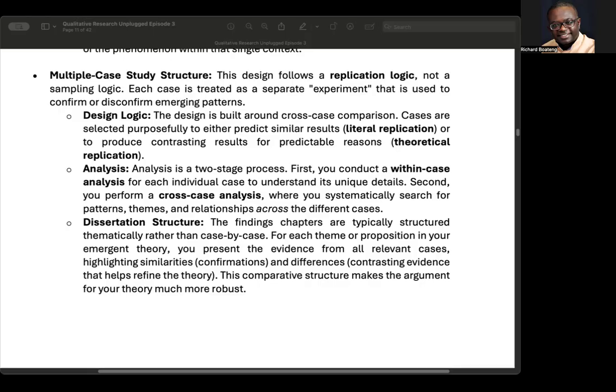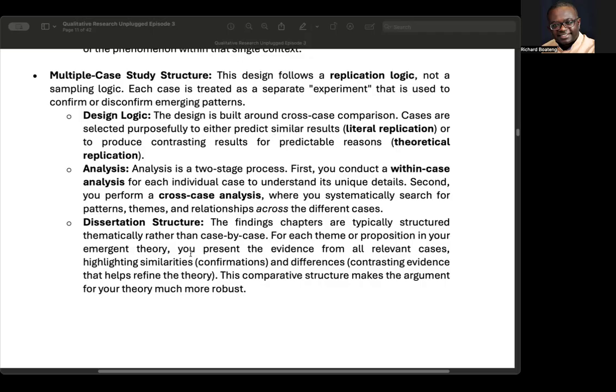How does that work? You select cases sequentially, one after another. Your analysis of the first case helps you decide which case to select next. You choose the case that seems most likely to help you elaborate on your emerging theory. You continue this process until you reach theoretical saturation, which basically means collecting data from new cases isn't adding any significant new insights or dimensions to your theory. So it's driven by the emerging analysis.